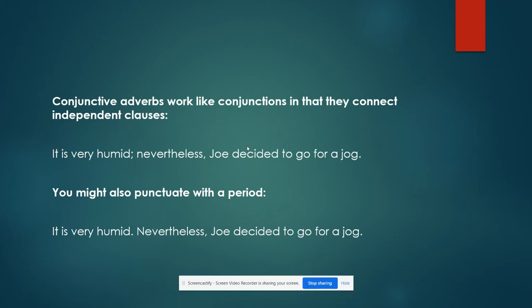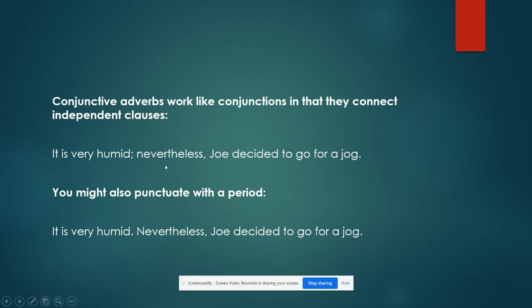Conjunctive adverbs, as I said, work like conjunctions in that they connect independent clauses. So here's an example. It is very humid, and then you want to put in the conjunctive adverb. That works logically. Nevertheless, Joe decided to go for a jog. And look how I've punctuated here. I have a semicolon here. The semicolon is used either if you have a long series of items that you need to separate because it contains commas within it, or to connect two independent clauses that are closely related. So that's why we have the semicolon here.